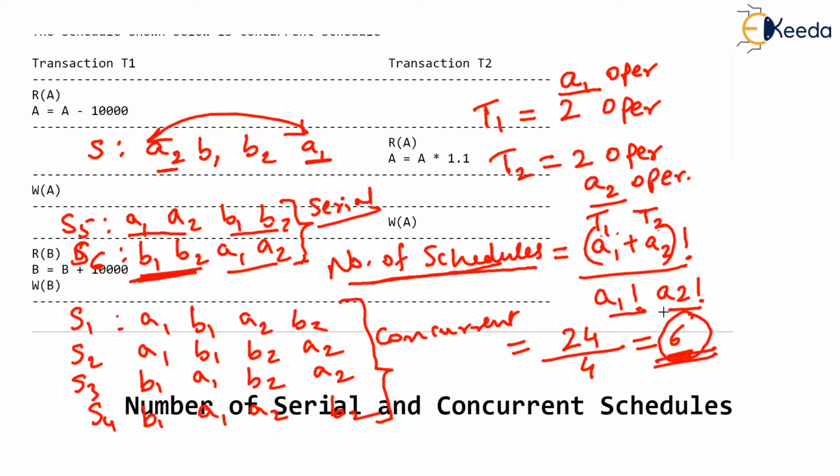And this relative order permutation has been counted in the numerator. So we have to cancel that out. We have to cancel that out by dividing this with A1 factorial into A2 factorial. This is based on the counting principle.